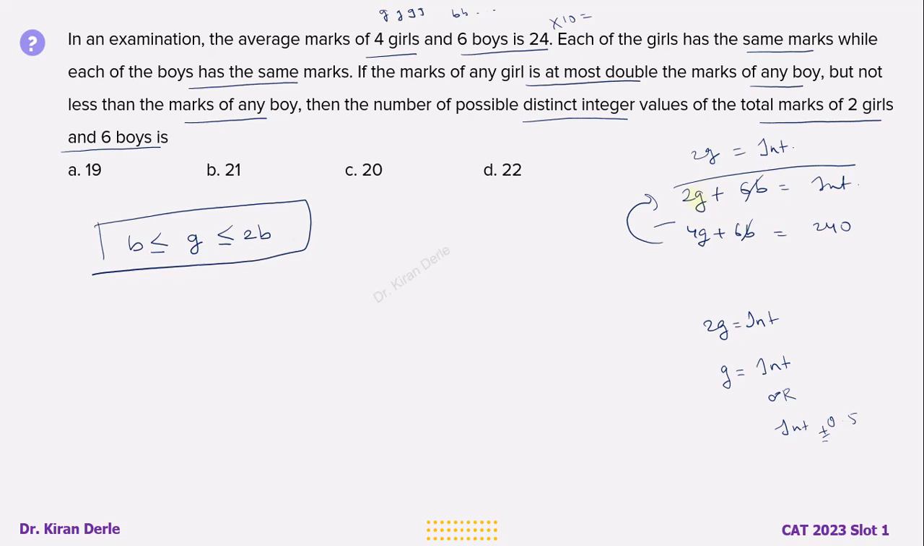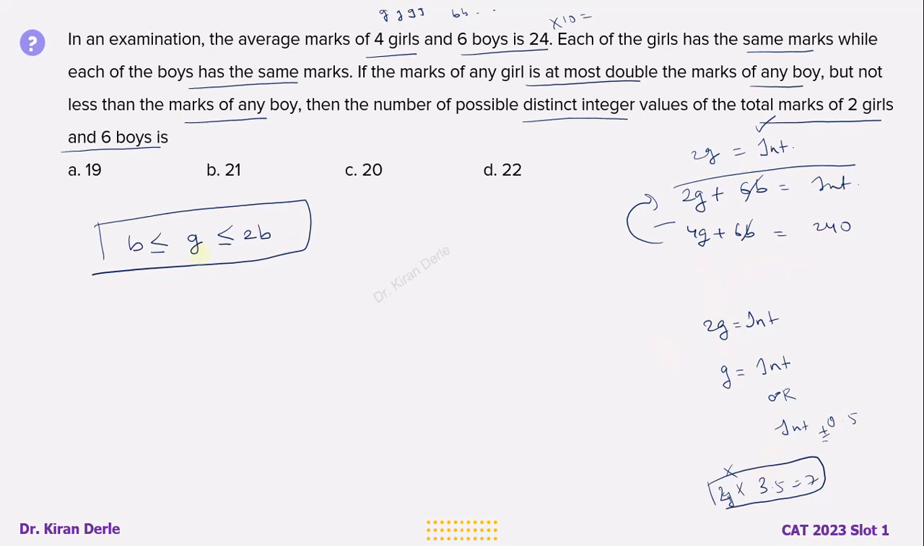We want distinct possible integer values of these two sets. 4G plus 6B, the average is already given to us as 24, so the total is 240. 240 minus an integer will give us an integer, so 2G is an integer. So G has to be an integer, or it can be plus 0.5. Let's say it can be 3.5 also. Then 2G has to be an integer, so 2 into 3.5 will be 7. I'm just taking an example here. So that's what we are thinking about this particular set.